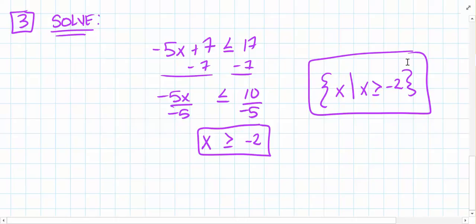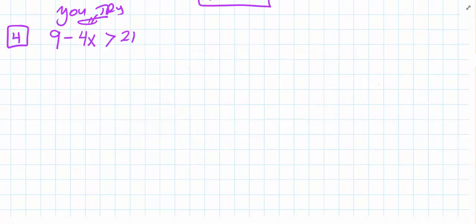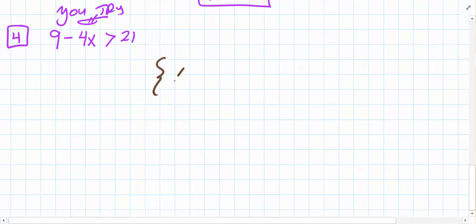Okay, write this one in set builder notation. Try this one here: 9 minus 4x is greater than 21. So you got all x such that x is less than negative 3. Is that what you guys got too? All x such that x is less than negative 3. Awesome. Yes, absolutely, very good.